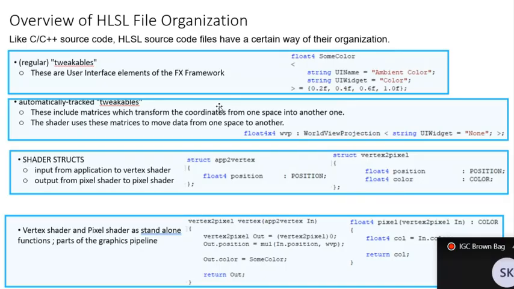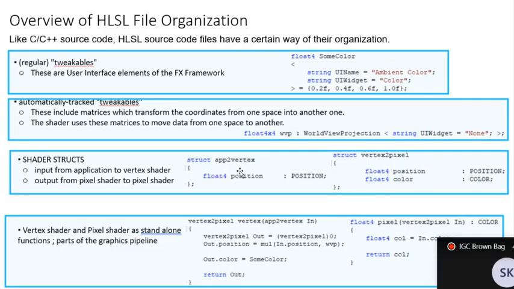Next, we have the automatically tracked tweakables. These include matrices, which transform the coordinates from one space into another one. The shader uses these matrices to move data from one space to another. Here is an example. We are creating a matrix of 4x4 floats called WVP. And again, we will learn about all of these later. Don't worry. After that, we have the shader structs.